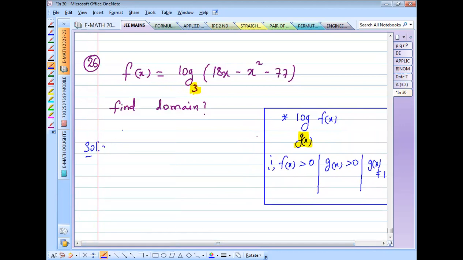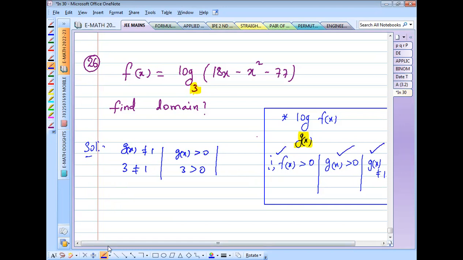Now take what is f of x and g of x. Clearly g of x was not 1, because it was 3. And also g of x is more than 0, because the real number 3 is always more than 0. So there is no need of calculating these two inequalities. Just the answer would depend upon the first inequality, that was f of x greater than 0.